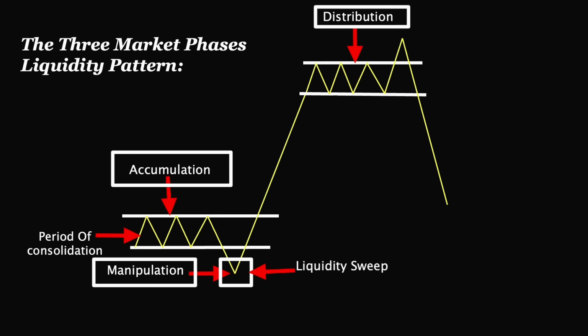And now we arrive at the distribution phase, the final act in this carefully orchestrated strategy. After the price has surged up or down following the manipulation phase, smart money starts to offload its positions.